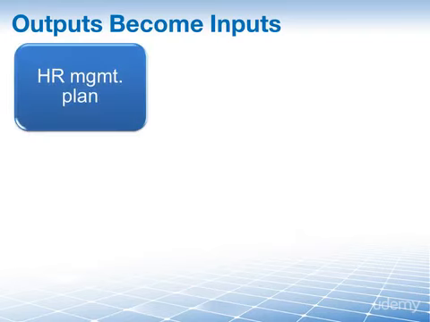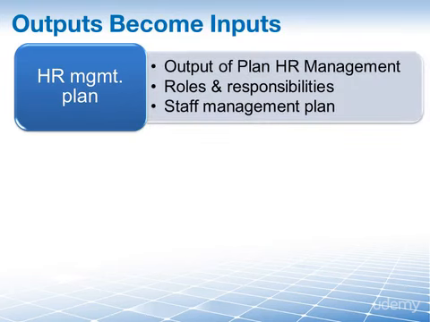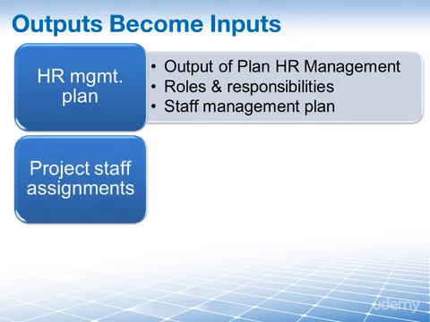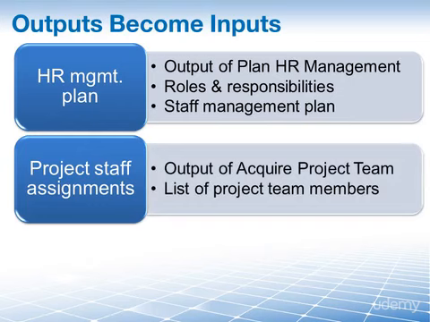So first we have the human resources management plan. This is the output of the plan human resource management process. The human resource management plan, among other things, contains roles and responsibilities as well as the staffing management plan. Both are relevant to managing the project team. Second input, the project staff assignments. This is an output of the acquire project team process. It contains the list of our project team members.